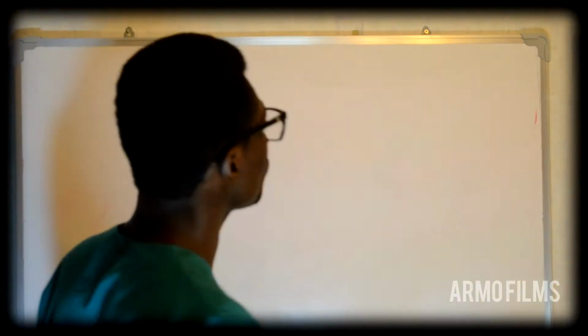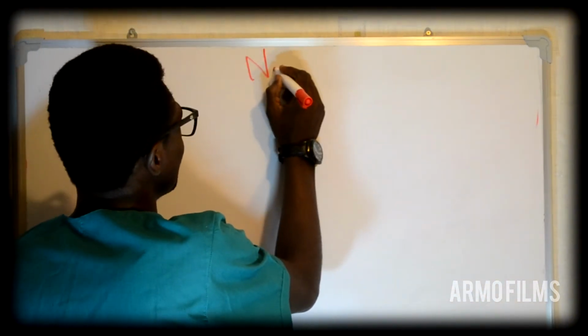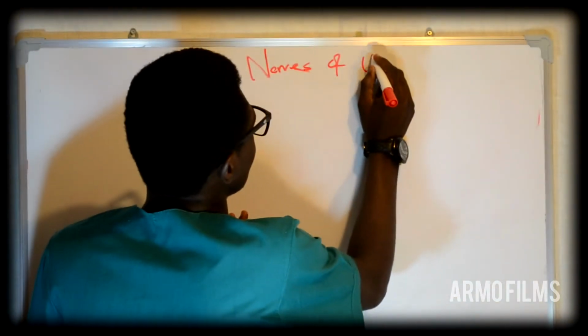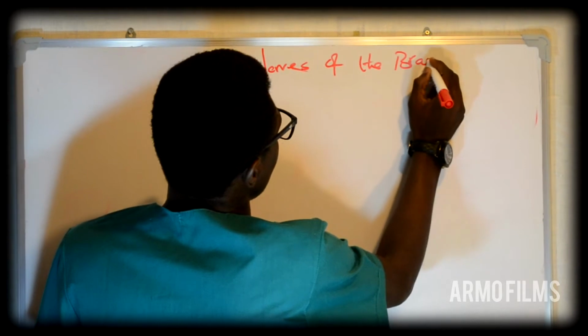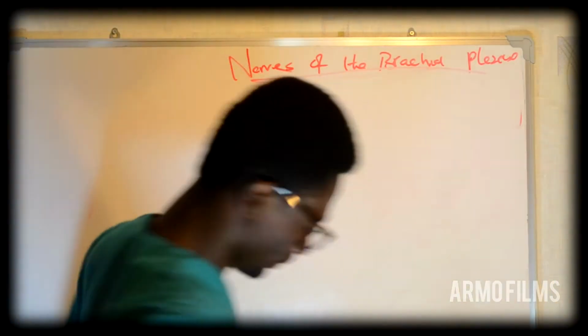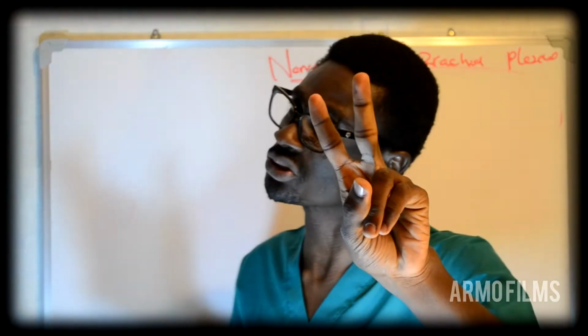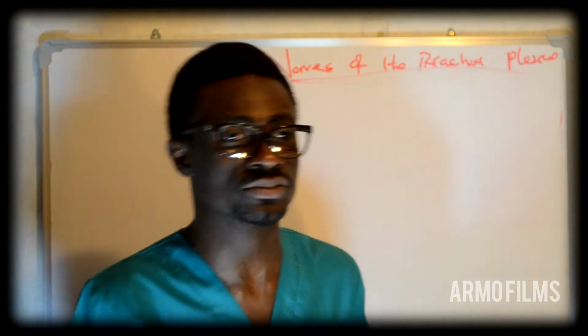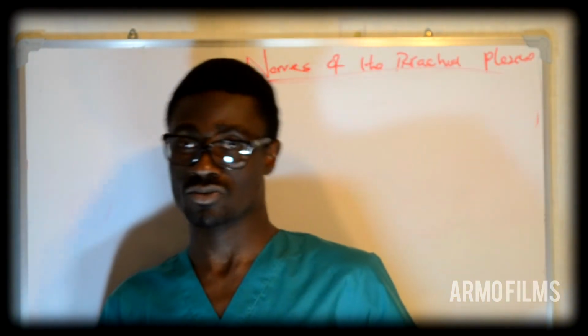Alright guys, like I told you, we are going to study these nerves systematically. So, the nerves of the brachial plexus. How do we study these nerves? I want us to divide all the nerves of the brachial plexus into just two main parts: nerves that lie above the clavicle and nerves that lie below the clavicle.